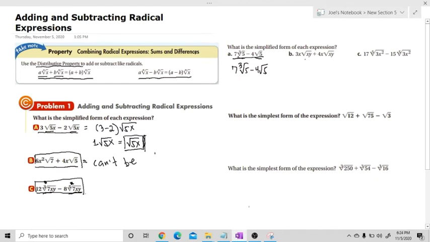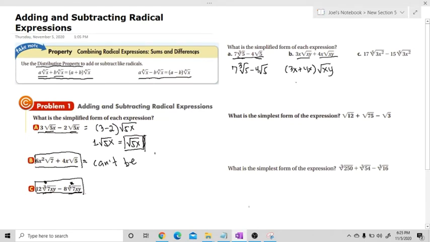It is 3x square root of xy plus 4x square root of xy. Okay, it seems that they are like radicals because they both have the square root of xy. So we can apply the distributive property. Okay, we can add 3x plus 4x then times square root of xy.